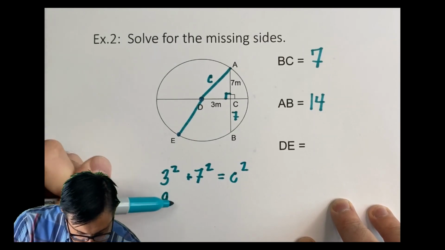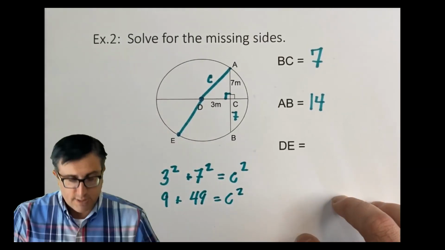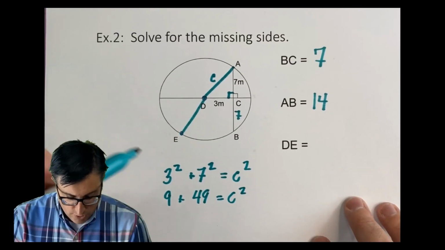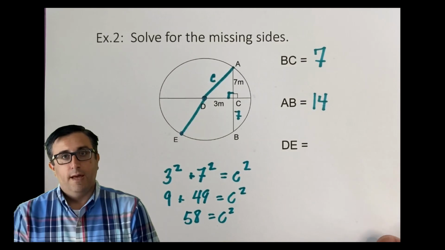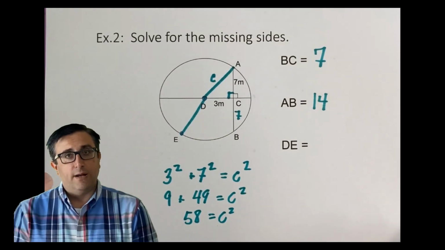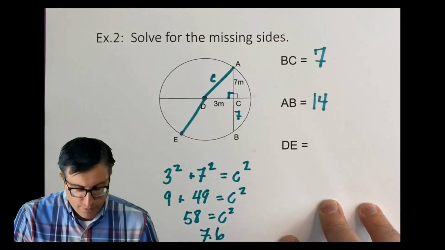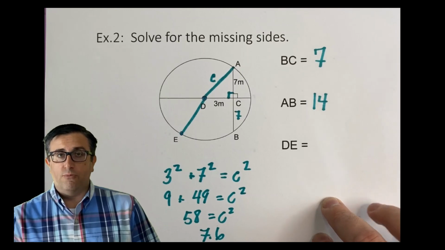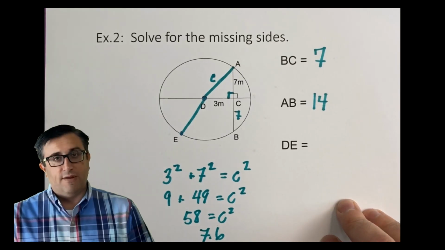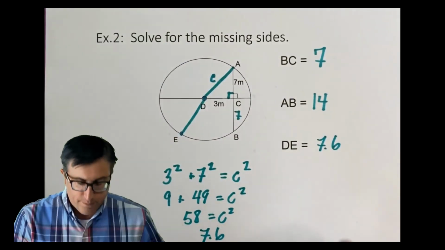3 squared is 9, 7 squared is 49, and that equals C squared. Add those two numbers up, you get 58 equals C squared. And the square root of 58, for the final step of the Pythagorean theorem, is 7.6. So this radius is 7.6, which means all the radii in that circle are 7.6, including DE.